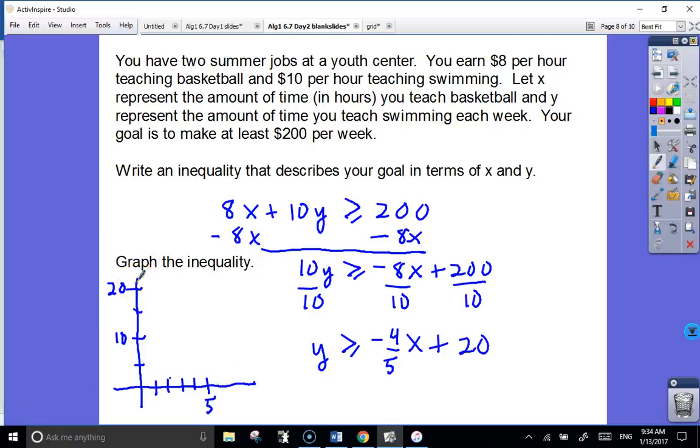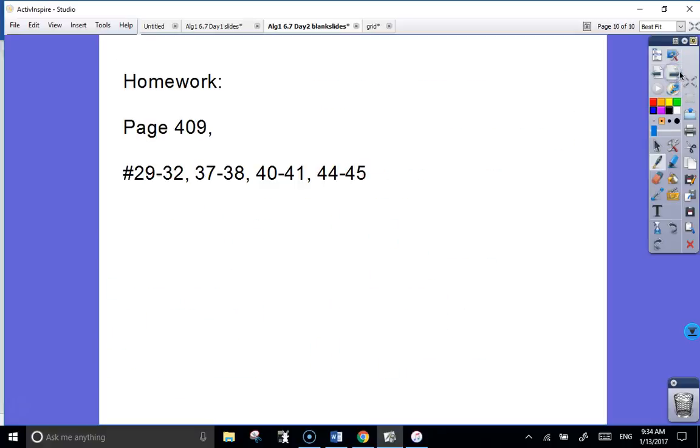Okay, quiet. Listen up. So the y-intercept is 20, and the slope is negative 4/5. So down 4, right 5. There's the line. Should I make it solid or dashed? Solid, because it's or equal to. Above or below? Above. Okay. So that is that. So write down the homework.